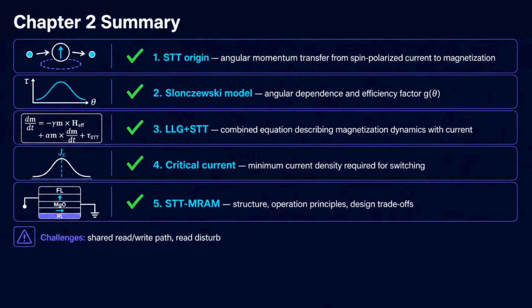Let's summarize Chapter 2. Spin transfer torque originates from angular momentum conservation when spin-polarized current enters a magnet. The Slinksiewski model quantifies the torque's angular dependence. The LLG equation with STT describes switching dynamics. Critical current density sets the minimum switching current. STT-MRAM is commercially available but has challenges that SOT-MRAM addresses.